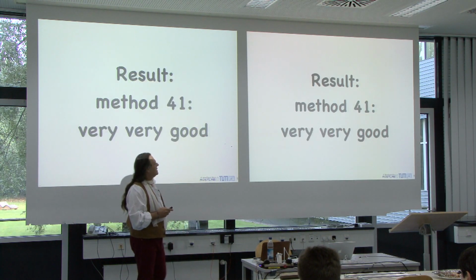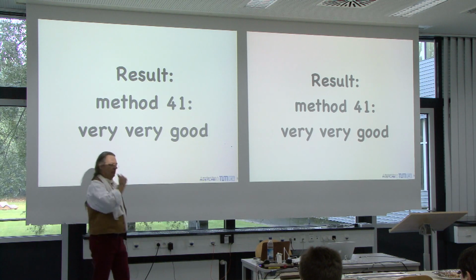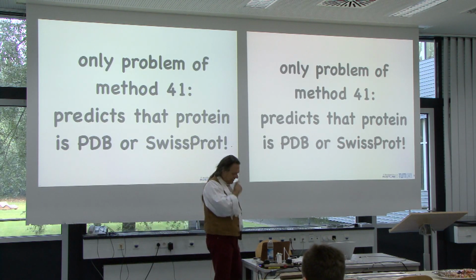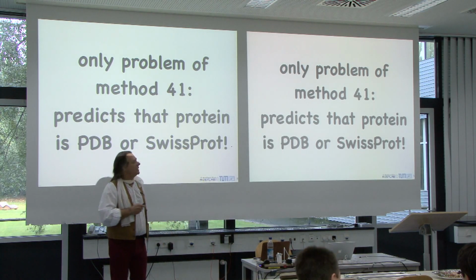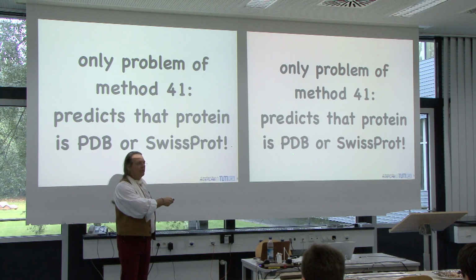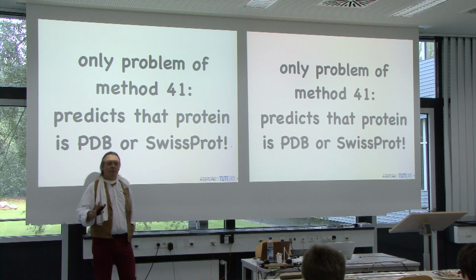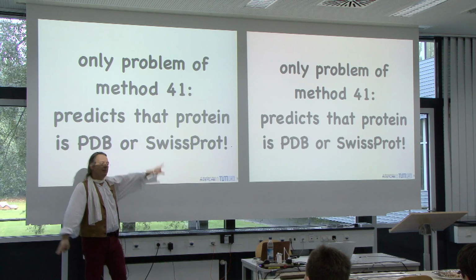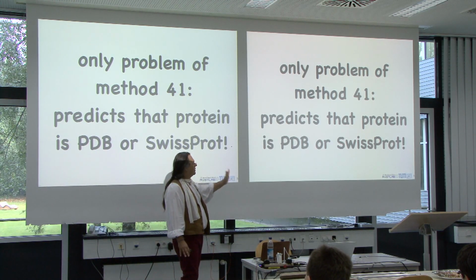This particular case gave us method 41, and it was extremely good. And there's a tiny bit of a problem in method 41. The tiny problem is it can predict whether a protein is from the PDB or from Swissprot. We did not expect that this was possible. I'm sure I can predict PDB versus UniProt, and Swissprot versus UniProt. But that we can actually distinguish between PDB and Swissprot, I did not know. I'm very proud to know this.